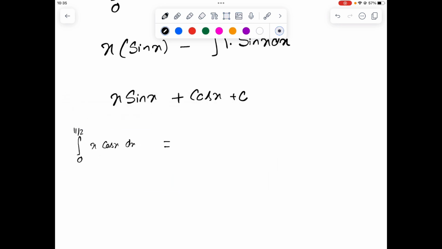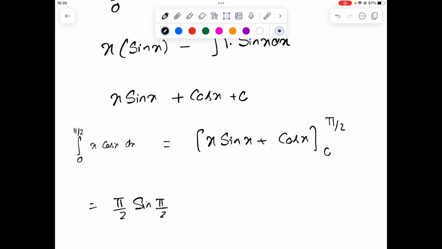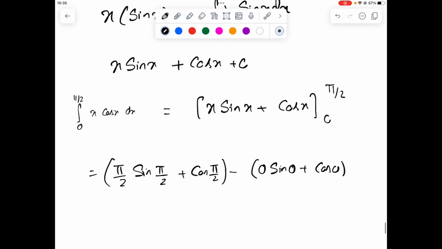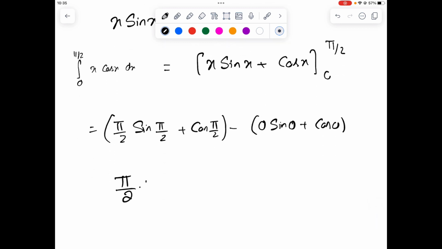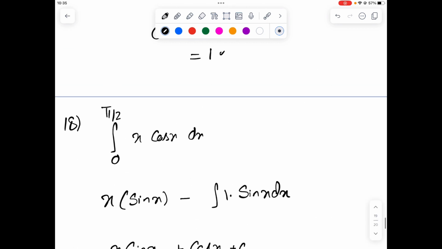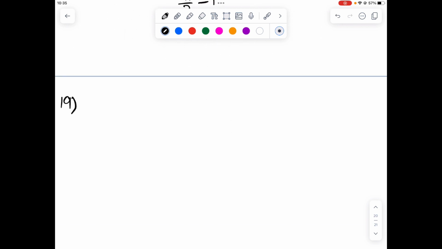Now I want x sin x plus cos x from 0 to pi by 2. So pi by 2 sin pi by 2 plus cos pi by 2, minus 0 sin 0 plus cos 0. So when I simplify that, what do I get? Sin 90 is 1, pi by 2 minus 1, cos 90 is 0, 0 minus 1. So pi upon 2 minus 1. That was question number 18. Now come to question number 19.